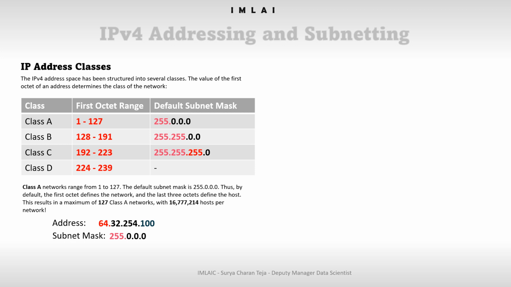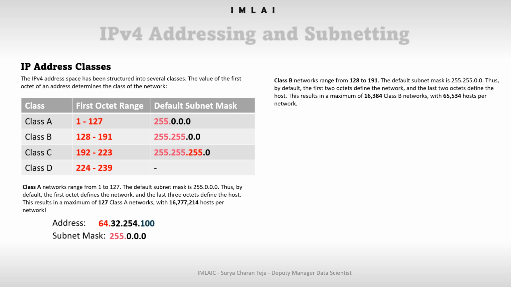Because it has only one octet to define the network, you have a maximum of 127 class A networks, and since it has three octets to define the host, it has 1 crore 67 lakh 77,214 hosts per network.